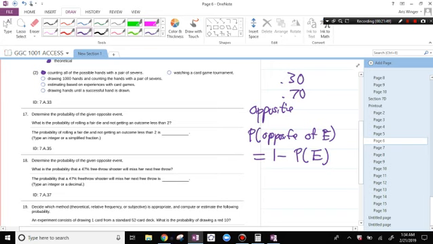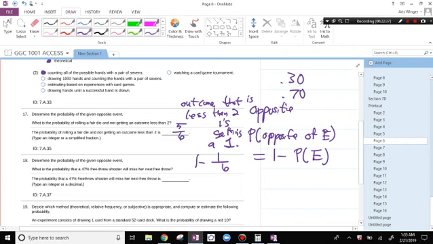What's the probability of rolling a fair die and not getting an outcome less than 2? Well, the outcome that is less than 2 is getting a 1. So the probability of getting a 1 is 1 out of 6. So the probability of not getting an outcome less than 2, the probability of not getting a 1, is 1 minus 1 over 6, which is 5 over 6. So you find the probability of getting something that's less than 2, and then you do 1 minus that.